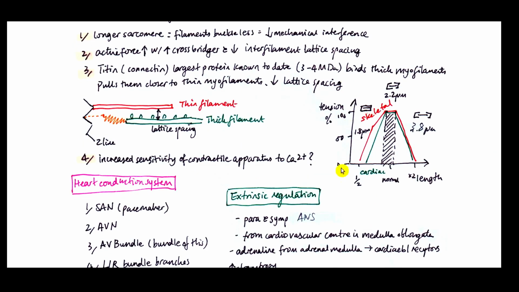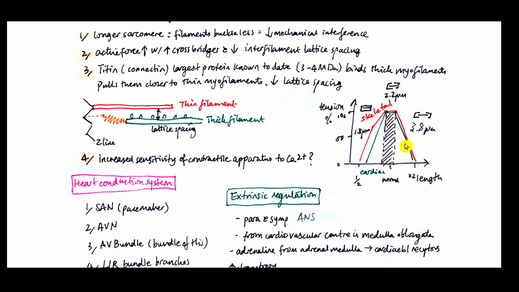This graph illustrates the stretch tension relationship. So this is tension and length. When you've got half the length, these thick filaments are overlapping, everything's getting in the way. It's about 1.8 micrometers, so there's not really much tension being produced here. Everything's clashing, and cardiac is a bit steeper here than skeletal, but it's the same idea. And then as your muscle fiber stretches, the optimal overlap is about 2.2 micrometers. So most tension can be produced here, about 100% of tension.